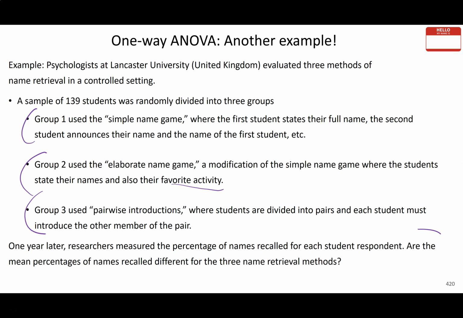So 1 year later, they reach out to the students and they find out what percent of the names are recalled a year later. So percentage of names, here we're going to look at that as something quantitative. Are the mean percentages of names recalled different for the 3 name retrieval methods? And goodness knows, they would love to know if one was much more effective than the others, they probably would use that more.